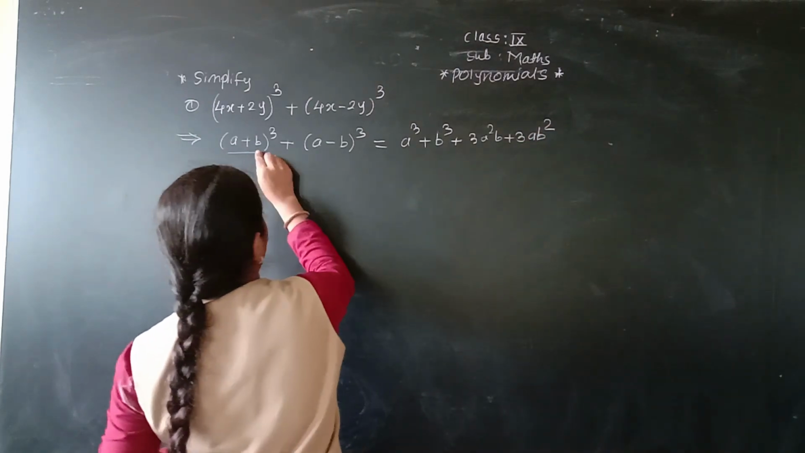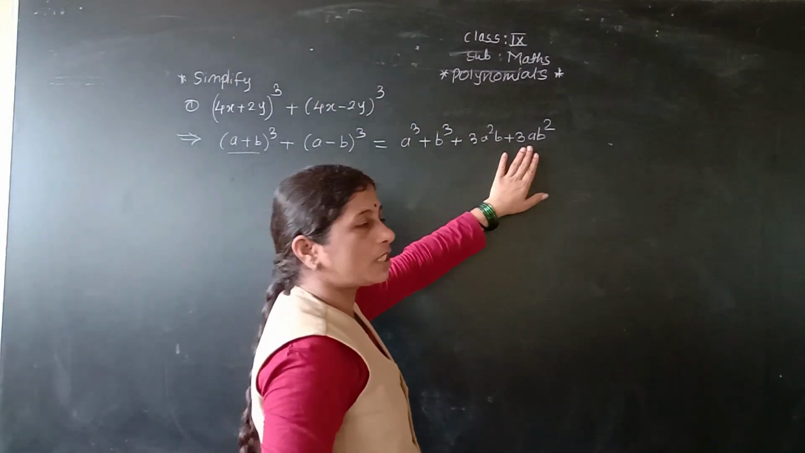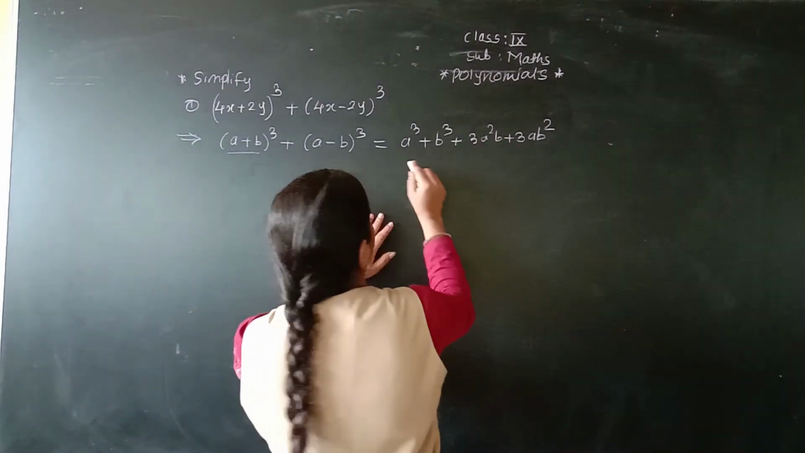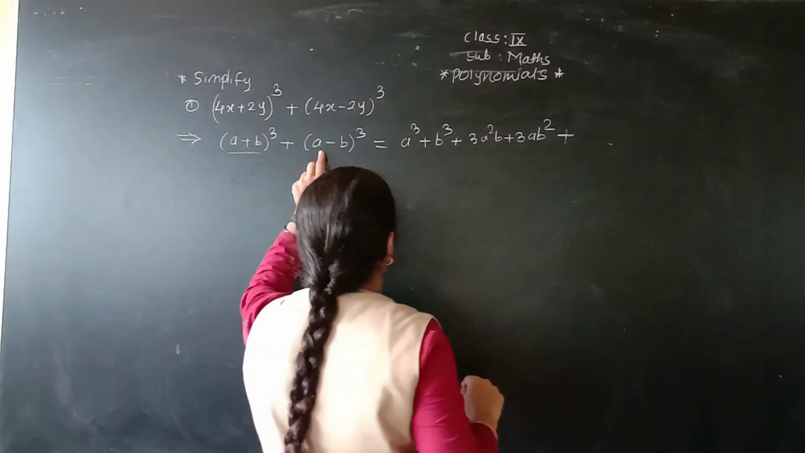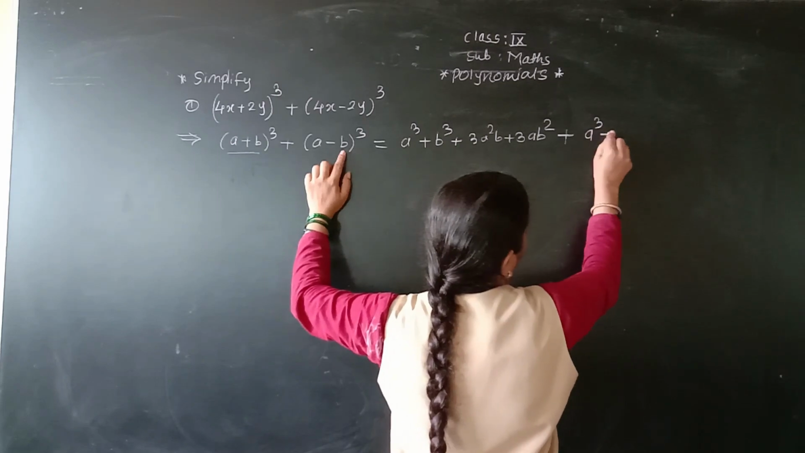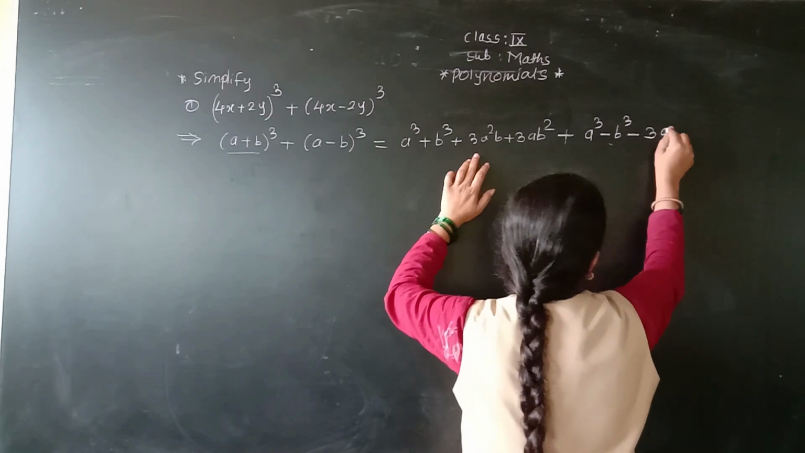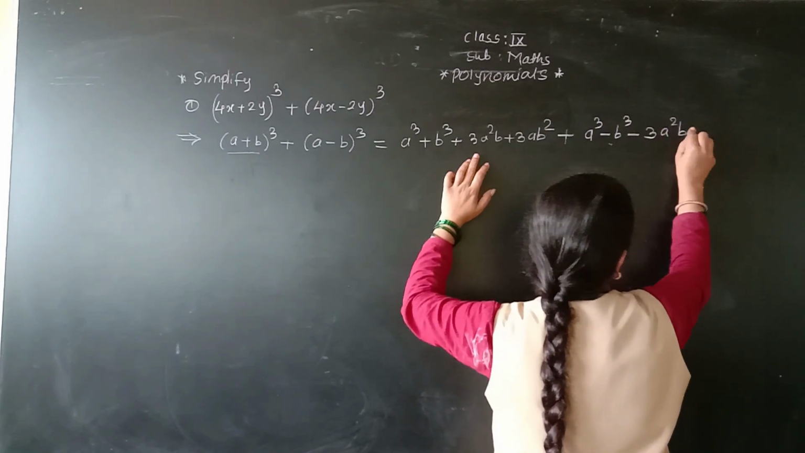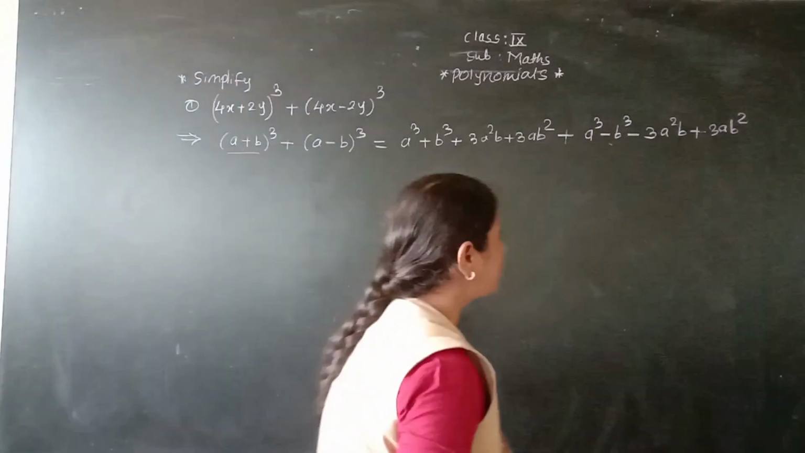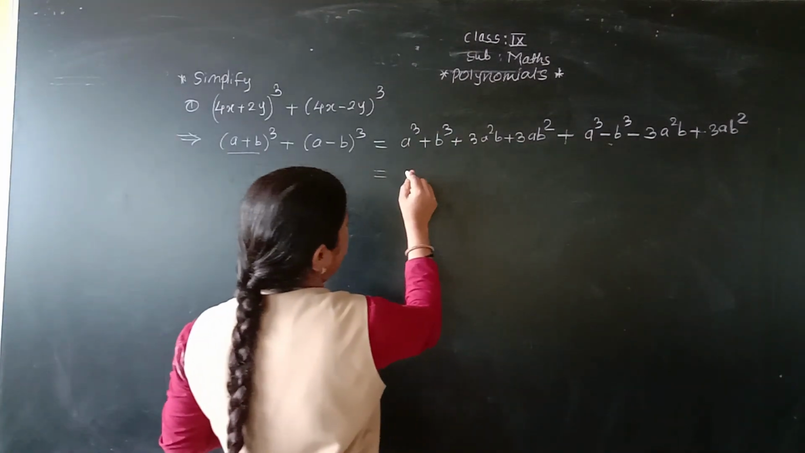This is the expansion of (a + b)^3, right? a^3 + b^3 + 3a^2b + 3ab^2, or 3ab(a + b), like this. Okay. And here plus, what is the expansion of (a - b)^3? That is a^3 - b^3 - 3a^2b + 3ab^2. Correct?